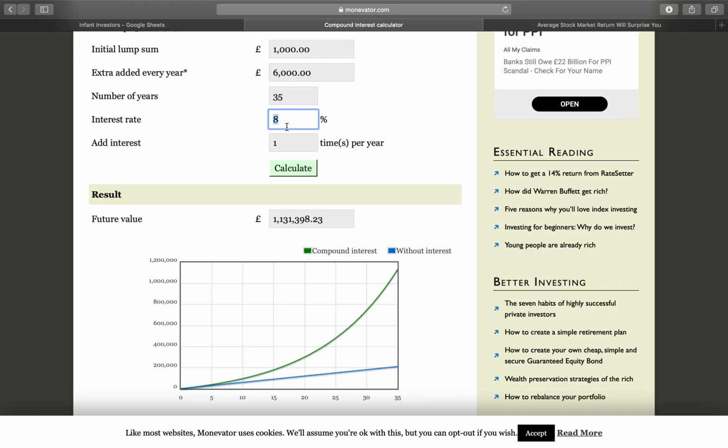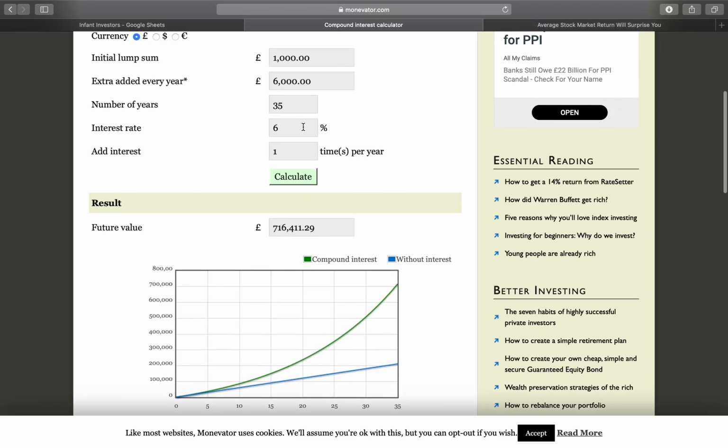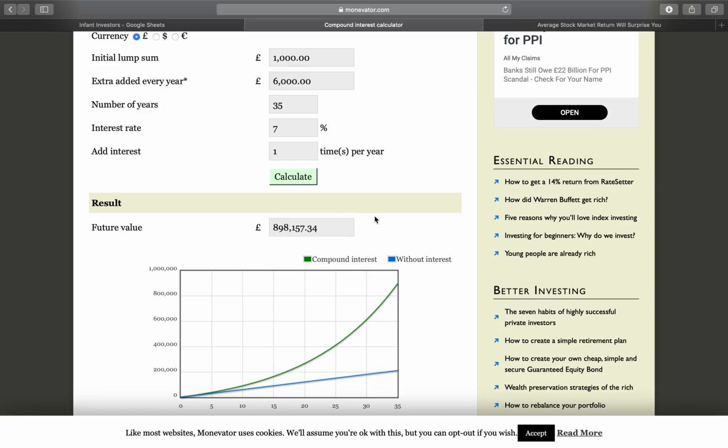If I drop the rate to, say, 6%, you can see it does change quite a bit. That extra 2% is basically 500k, so it is quite significant. If I get it to 7%, it's just shy of 900k, which I think is an exceptional return, personally speaking.